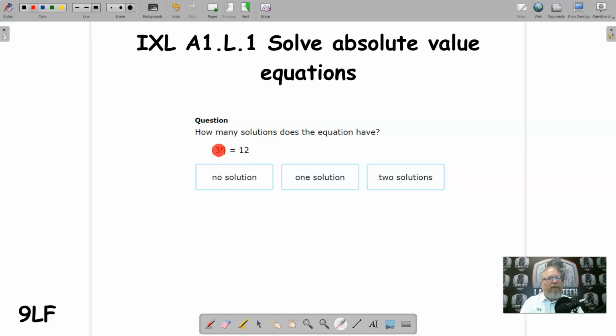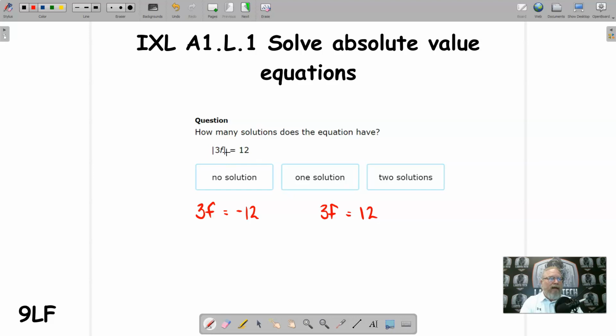So here we can see that the absolute value of 3f is already isolated by itself on one side of the equation, and on the other side we have 12. The next thing we need to do is create 2 special cases: one case where we take what's inside of the absolute value and set it equal to a negative version of what we see on the other side of the equation, and a second case where we take what's inside the absolute value expression, the 3f, and set it equal to a positive representation of what we see on the other side.